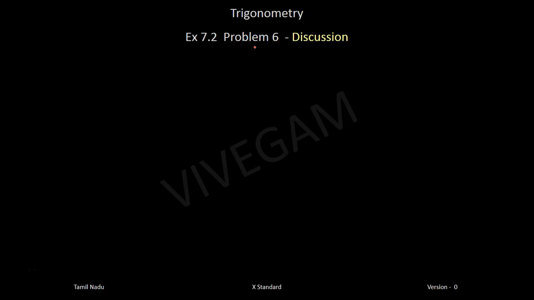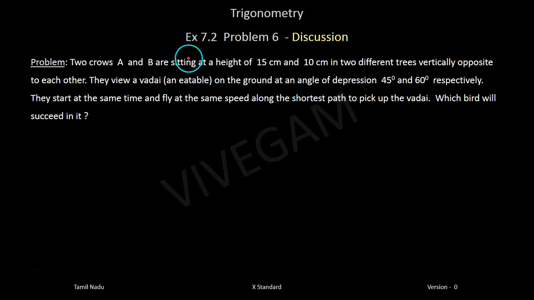Exercise 7.2 Problem 6 Discussion. Two crows A and B are sitting at a height of 15 cm and 10 cm in two different trees vertically opposite each other. They view a vadai, an eatable, on the ground at angles of depression 45 degrees and 60 degrees respectively. They start at the same time and fly at the same speed along the shortest path to pick up the vadai. Which bird will succeed in it?